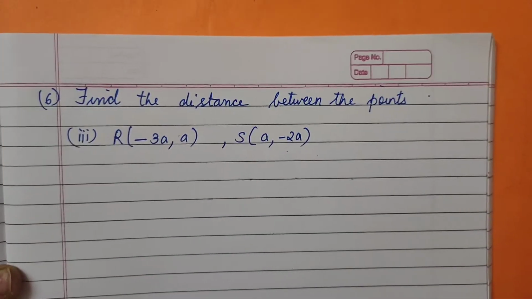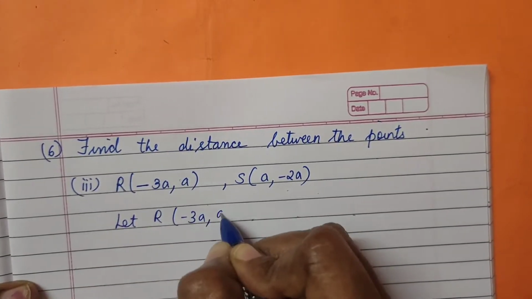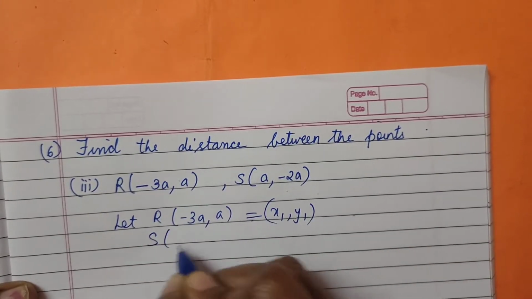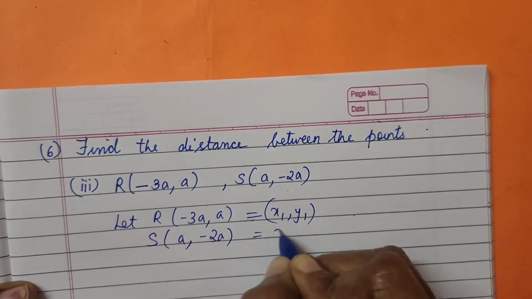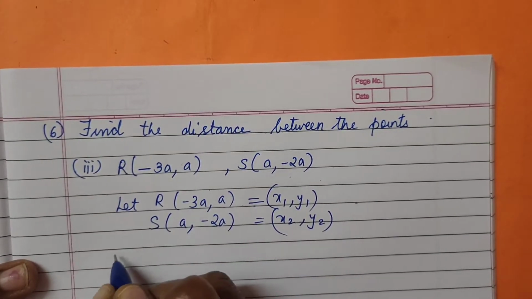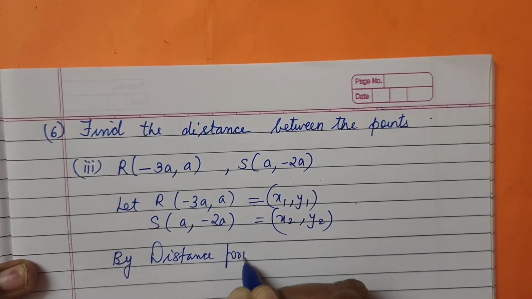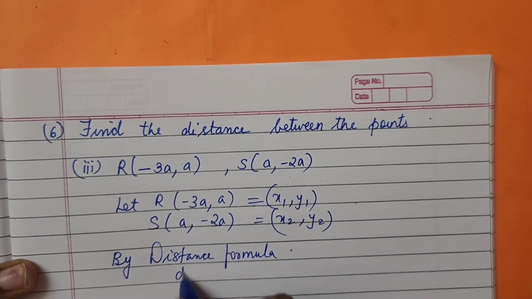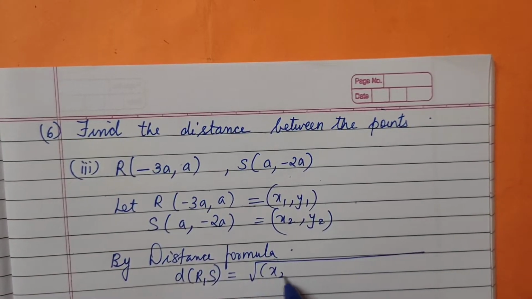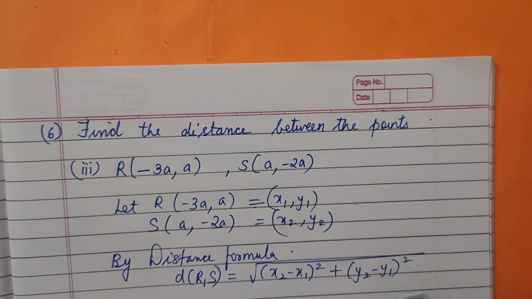So what will we write, generally? Let R, that is (-3a, a), be (x1, y1), and S (a, -2a) be (x2, y2). Okay, so now we know the formula. What is the formula? By distance formula, the distance of RS equals the square root of (x2 minus x1) the square plus (y2 minus y1) the square.